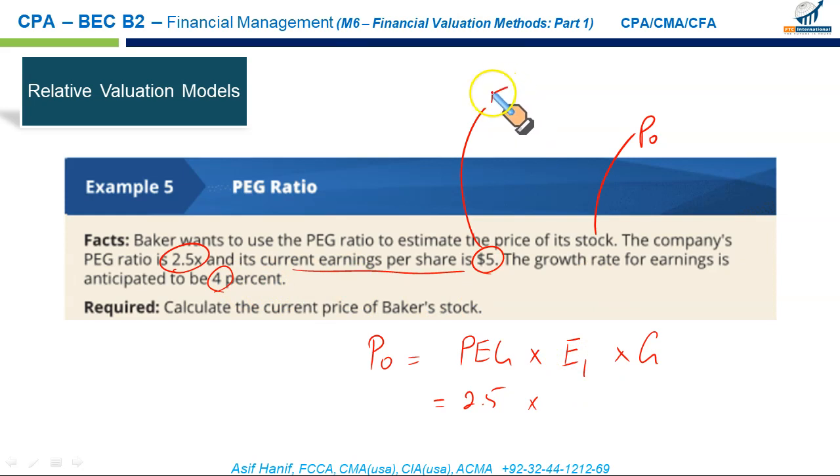So for that you need to multiply 5 with 1 plus 4%, and that will give you 5.2. And then multiply it with 4, just 4, not percent, and this would give you the stock price. It's going to be 2.5 times 5.2 times 4 is $52. So this is the price as per the PEG model.